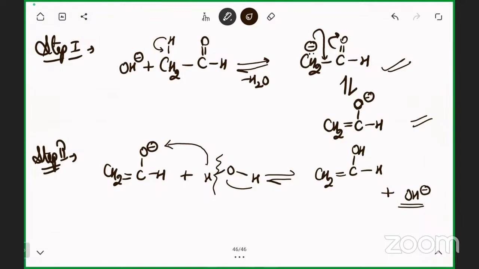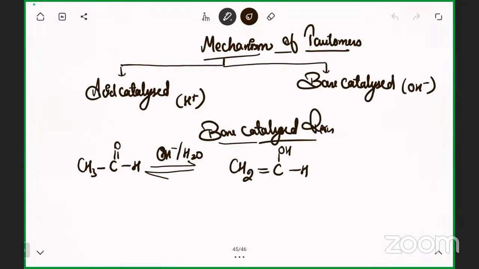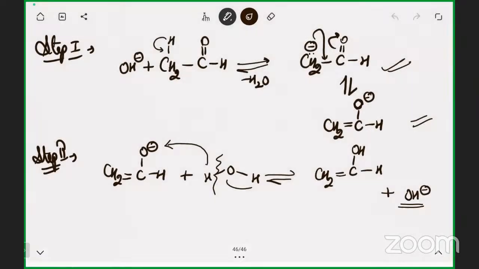See, the compound formed is the same. You can see CH2 double bond C, single bond OH, single bond H; CH2 double bond C, single bond OH, single bond H. So this is called base catalyzed. Got it? Yes, sir.